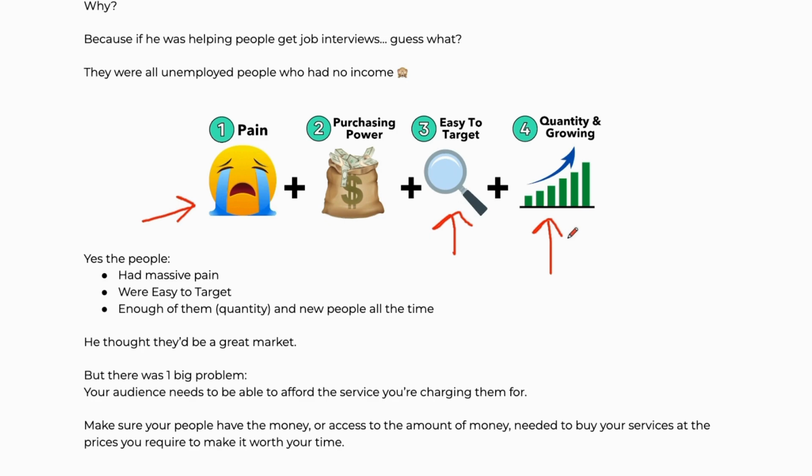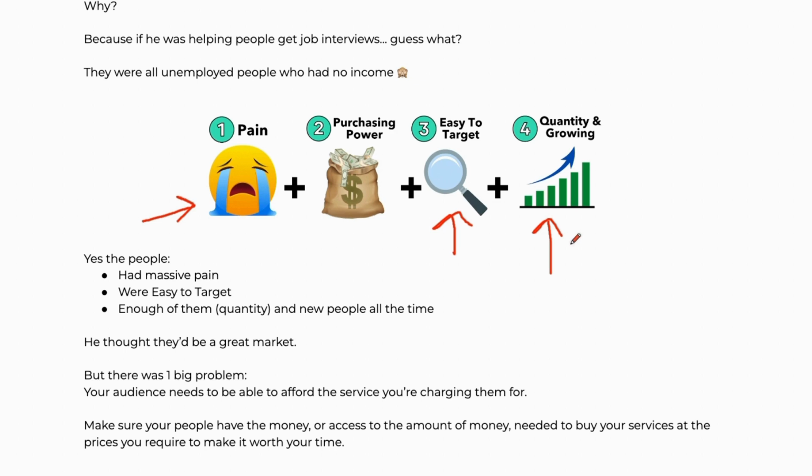Because they were unable to afford the program and the services that he was charging for. And so you want to make sure that the people you are targeting have the money, or at least have access to the money they need to purchase your product or service at prices that make it worth your time. Now, could you literally discount your prices to make it dirt cheap? Well, yeah, but then it wouldn't be worth your time, or you wouldn't be able to scale, or hire, or do any of that kind of stuff, right?